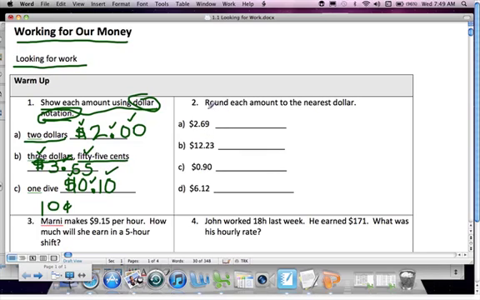This next question wants us to round each number. So we want to know, okay, this is $2.69, but what is it closer to? And we want to know closeness as far as the nearest dollar goes. So the question is, is this closer to $3 or $2? Well, it's more than $2.50, which would be halfway between $2 and $3. So it's closest to $3.